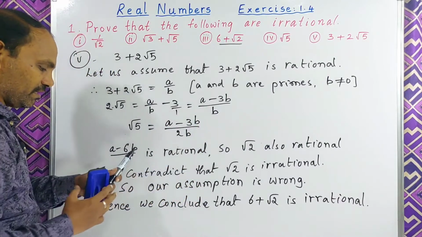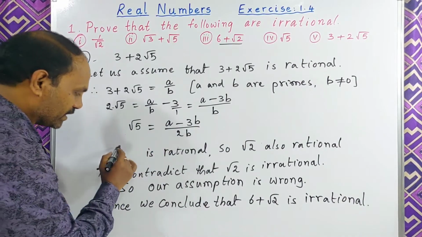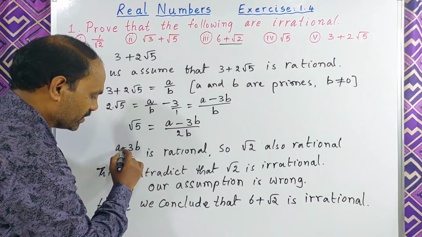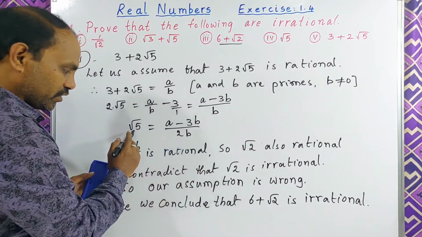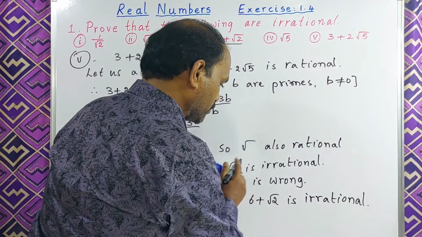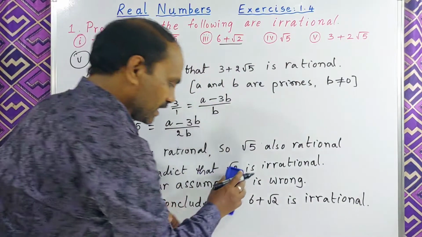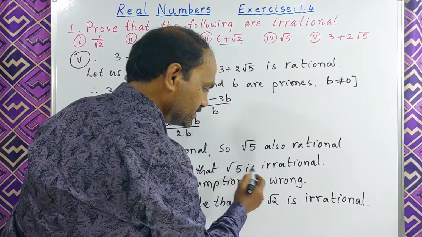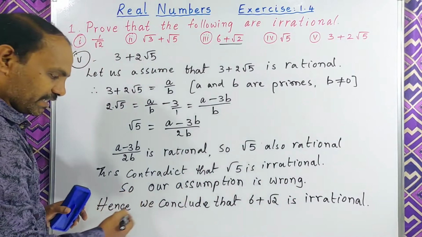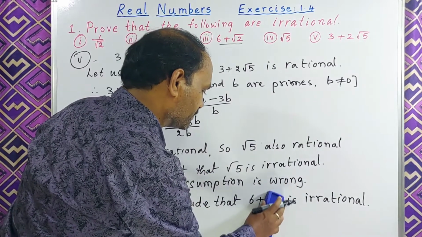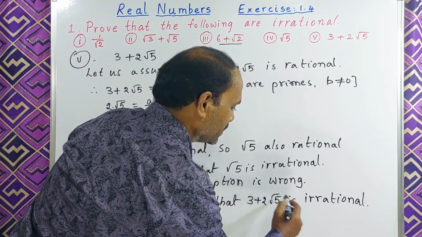You can modify this a little here. Here you can write a minus 3b by 2b is rational. So here root 5 is there, that's why you can write root 5. So root 5 is also rational. This contradicts that root 5 is irrational. Okay. Now our assumption is wrong. Hence we conclude that 3 plus 2 root 5 is irrational.